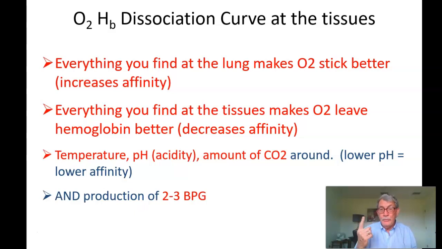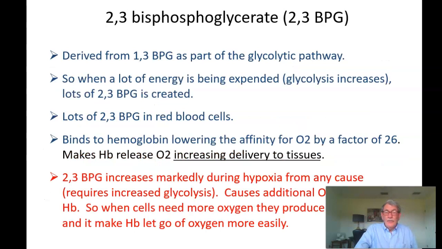So CO2, acid, temperature, 2,3-BPG. Those things during exercise help you deliver the oxygen to the tissues that are working. This is it, 2,3-BPG. The product made in glycolysis is actually 1,3-BPG, but it converts to 2,3-BPG, and then you get a lot more oxygen. Great, great, great.